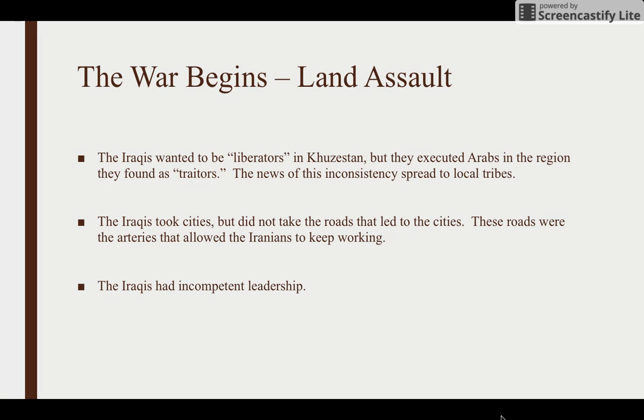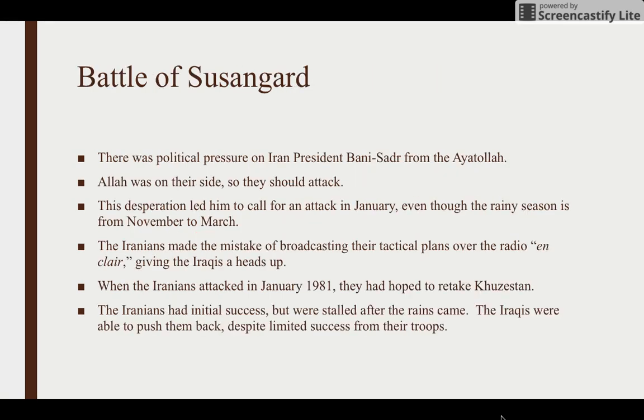However, they don't really do a good job of capturing the roads that lead between the cities or destroying the roads. So really, the Iranians have the mechanisms to be able to counterattack very easily. On top of this, the Iraqis had very incompetent leadership.